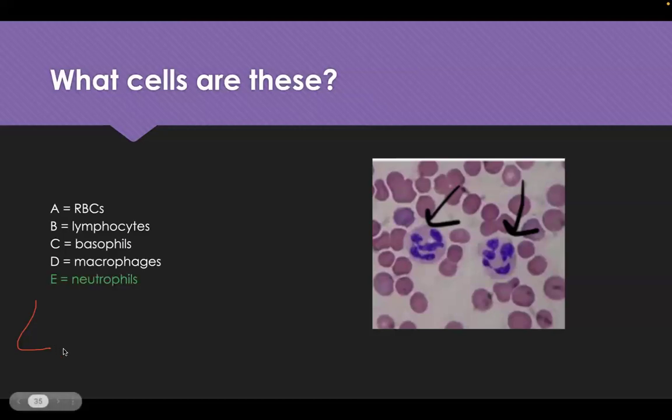Yeah, well done, guys. You're doing really well. So these are neutrophils, and the hint here is that they are multi-lobed, the nucleus. If you can kind of see they're kind of connected. They've got these big lobes, and that's really characteristic for the neutrophils.